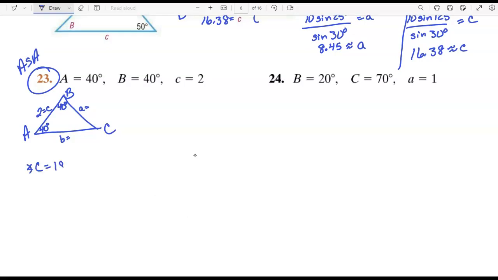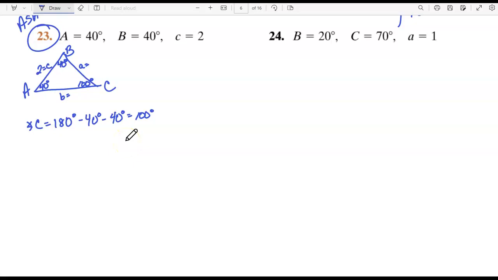Because we know that 180 is the sum of all of the angles. And we're going to subtract 40 degrees for angle A and 40 degrees for angle B. So that's going to leave us with 100 degrees here. So there's C. Now we just got to figure out the lengths for A and B. So we can set this up in a lot of different ways. Here's the way I'm going to set this up.